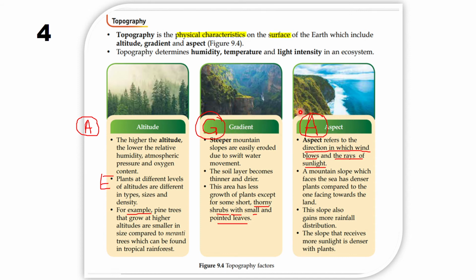Okay, so next one, when you explain aspects. Aspects ini merujuk kepada direction in which the wind blows. Okay, direction in which the wind blows and also the rays of the sunlight. So the mountain slope, okay, slope ataupun cerun yang menghadap laut has denser plants. Dia ada lebih banyak tumbuhan as compared to the one facing land because it gains more rainfall distribution, and also the slope receives more sunlight. Kalau more sunlight, that means alamatnya more plants lah kan. Okay.